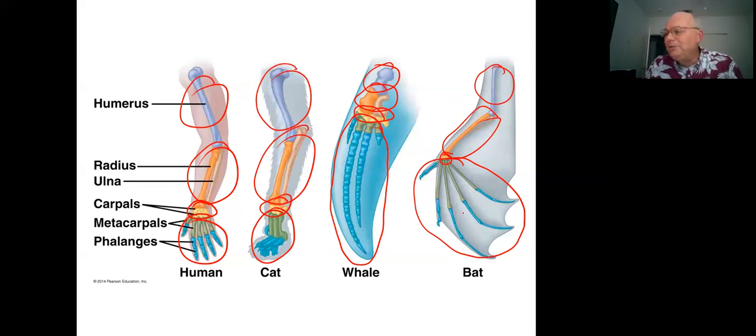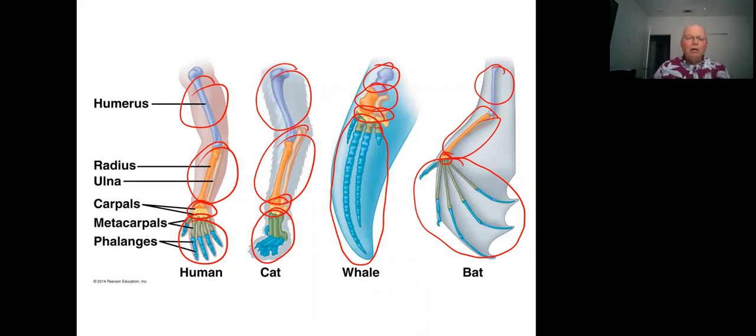But each of these limbs has been modified. There's the descent with modification, along with the unity, to be used for a particular purpose, an environment or a function that is unique to the life of these animals. And it also reflects the fact that it's all about tinkering when it comes to adaptation, because evolution can only work with an existing structure.